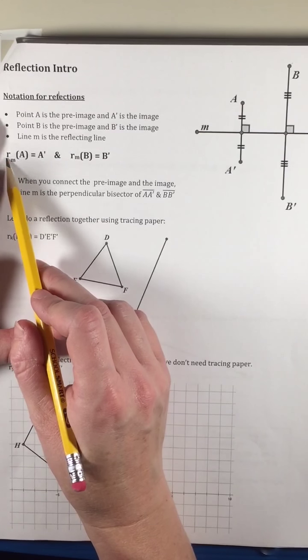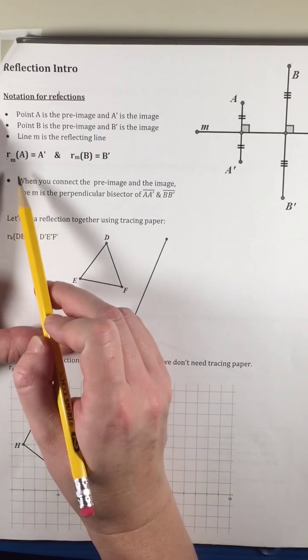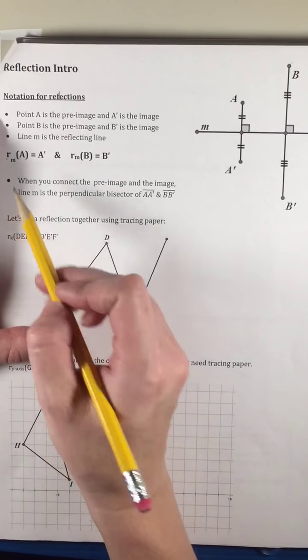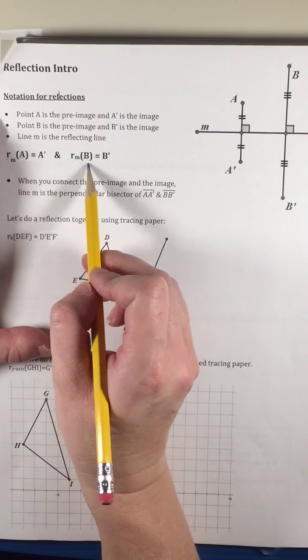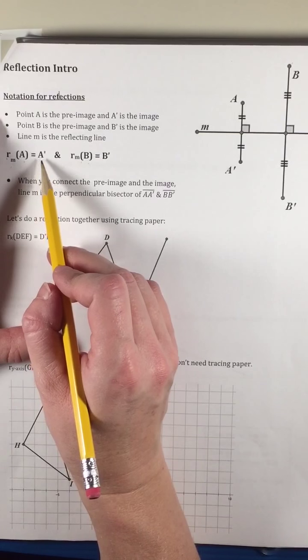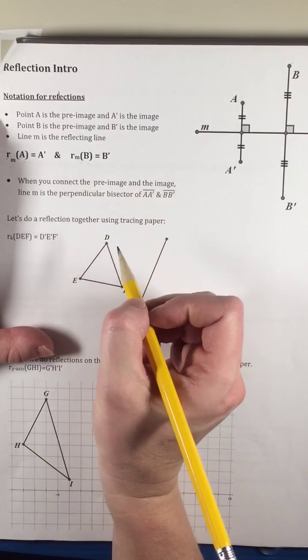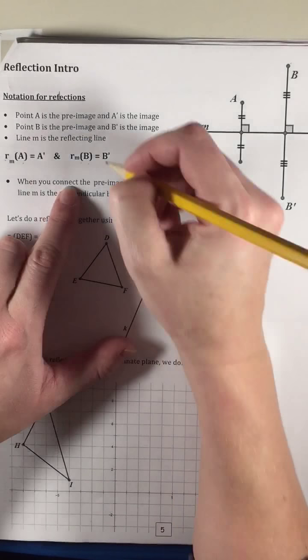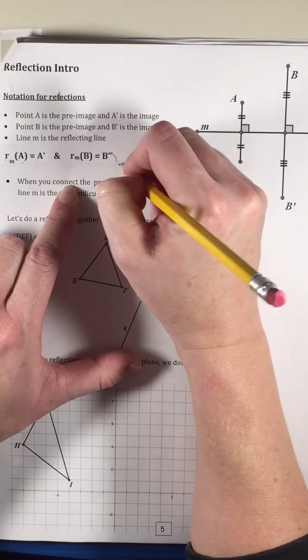So we have our little r, always, that's for reflection, our little m, what our pre-image is in the parentheses, and then it equals A with our prime, okay? So this, remember, apostrophe means prime.